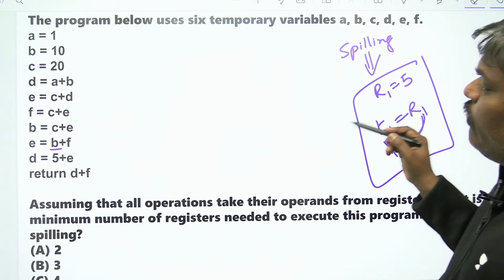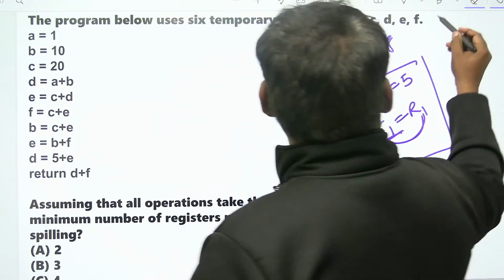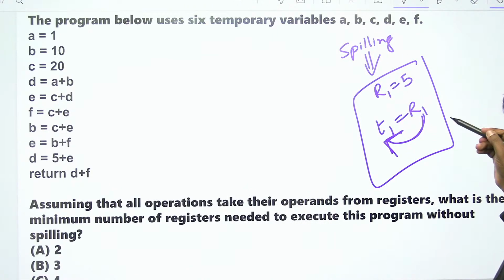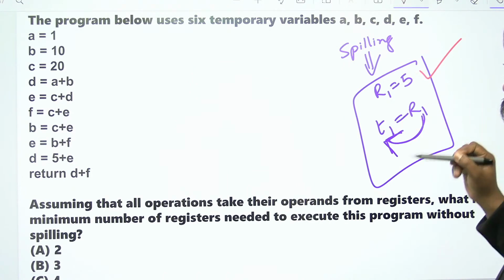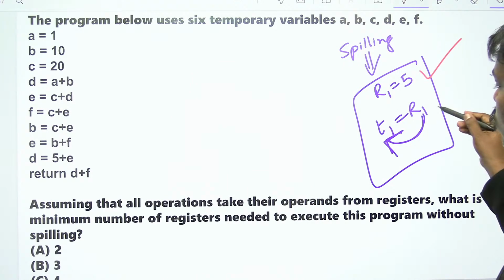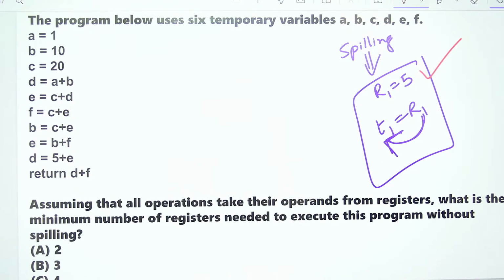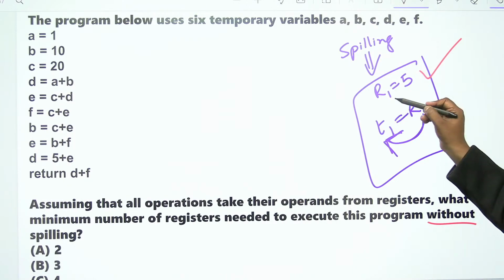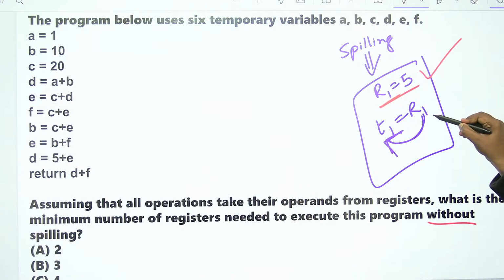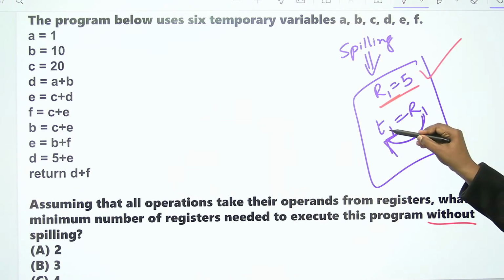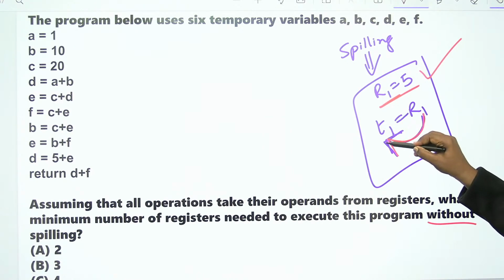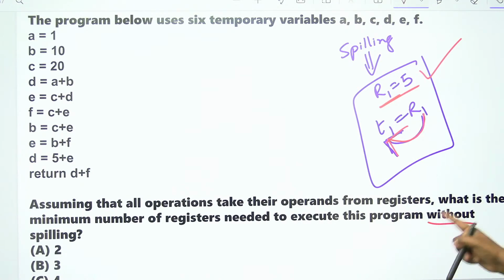So see this one, everyone. What is the meaning of spilling? See, R1 is 5. If you write T1 is equal to R1, what is the meaning? The register data you are trying to keep in a temporary variable. This is called spilling, but the problem mentions without spilling. You cannot do spilling. Spilling means register R1 contains 5, but you are storing that R1 data 5 in a temporary variable. If you are doing this, this is called spilling, but the question says without spilling.